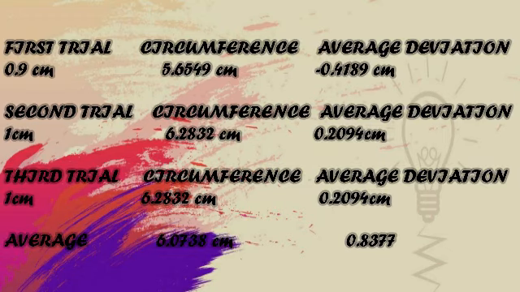Upon solving the circumference of a dry cell using a ruler, here's the gathered data. On the first trial with a radius of 0.9 centimeters, has a circumference of 5.6549 centimeters. On the second trial with a radius of 1 centimeter, with a circumference of 6.2832 centimeters. The same with the third trial. The average circumference is 6.0738 centimeters.